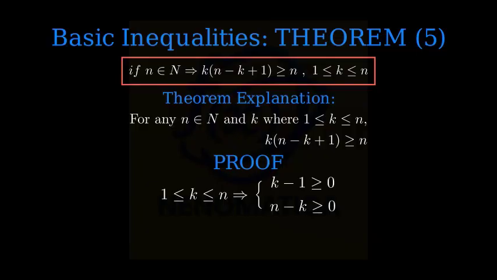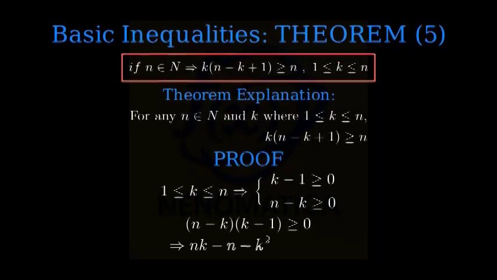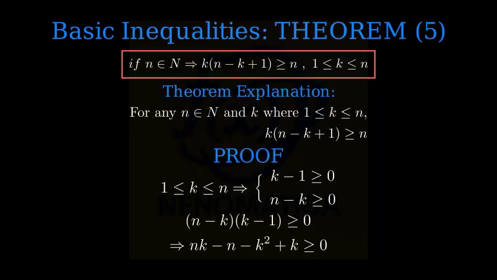The next step in our proof is to multiply the two inequalities we derived. We multiply n minus k and k minus 1, which gives us (n minus k) times (k minus 1) is greater than or equal to 0. When we expand this product, we get nk minus n minus k squared plus k, which is greater than or equal to 0.